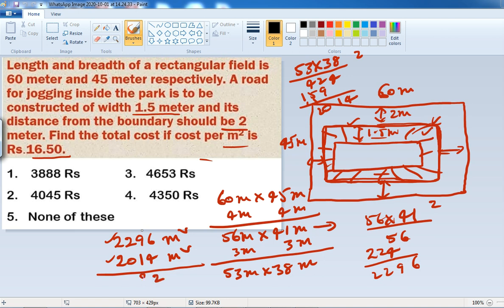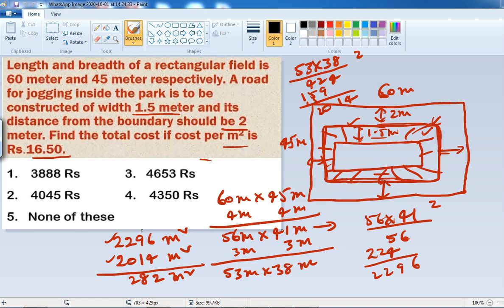So 282 meter square. Now we found the area of this particular road, 282 meter square. Okay, so the cost for 1 meter square is 16.50. So what should be the cost of 282 meter square? We need to find out.